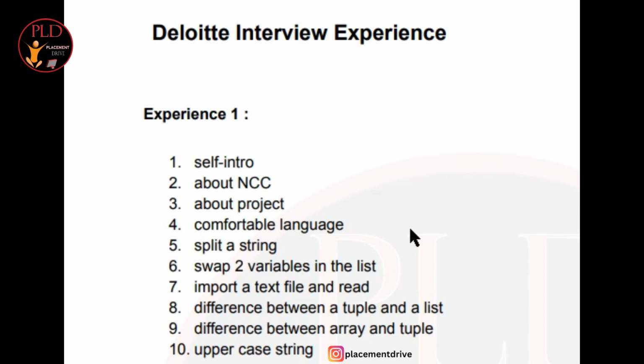Interviewer discussed the differences between tuples and lists, evaluating the candidate's understanding of different data structures. And the final question is data structures, array versus tuples. The candidate was asked to differentiate between arrays and tuples, assessing their knowledge of fundamental data structures. And let's now see the experience number 2.